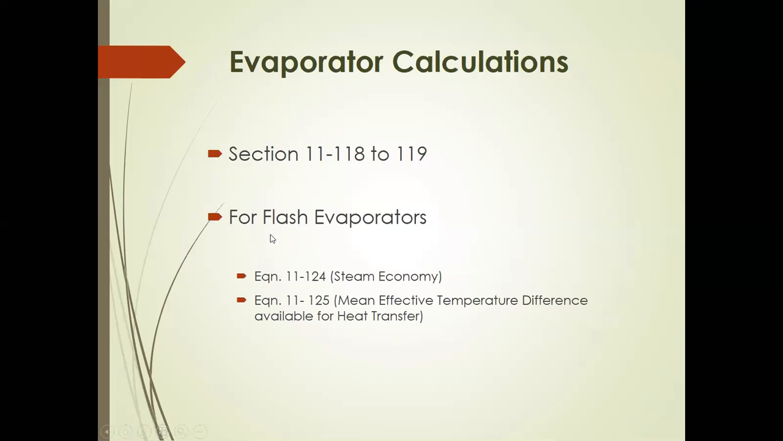For evaporator calculations, refer to the sections in your handbook. And for a particular type of evaporator known as flash evaporators, you have these unique equations, equation 11-124 and 11-125, that will determine the steam economy and the mean effective temperature difference available for heat transfer. Now take note, these equations are only for flash evaporators. The rest of the evaporators are governed by the same set of equations.